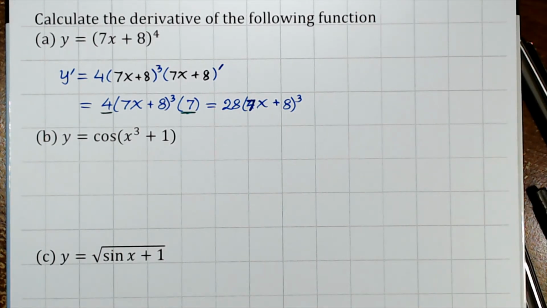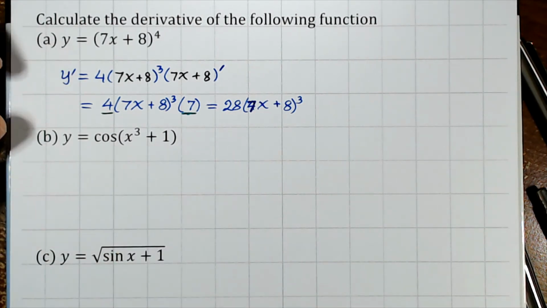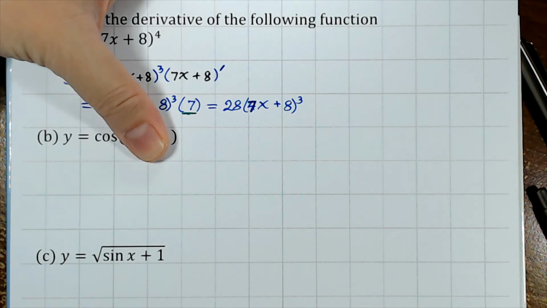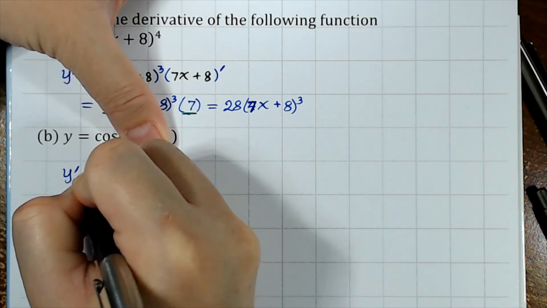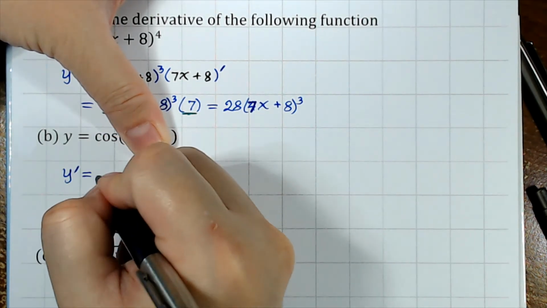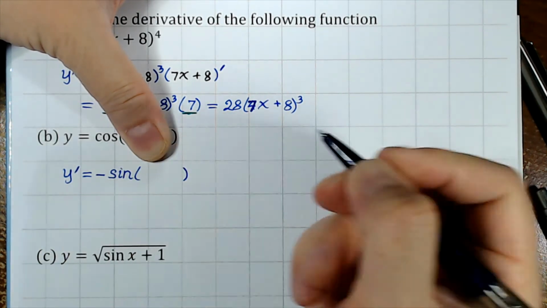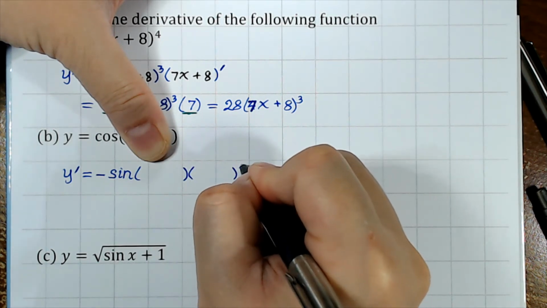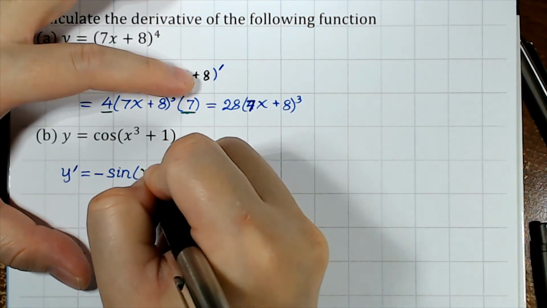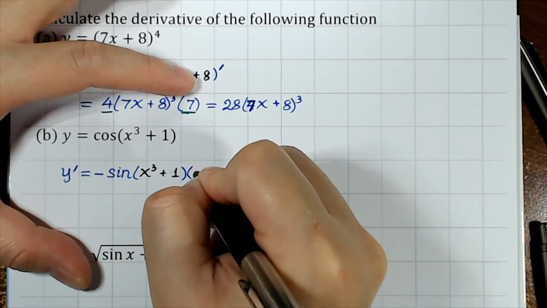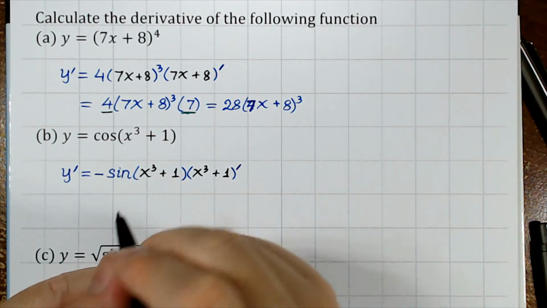Next, we have the derivative of cosine of x cubed plus 1. We're going to ignore inside the parentheses here because, in general, the derivative of cosine is negative sine of something, and then the derivative of that something. So we have x cubed plus 1 into it.